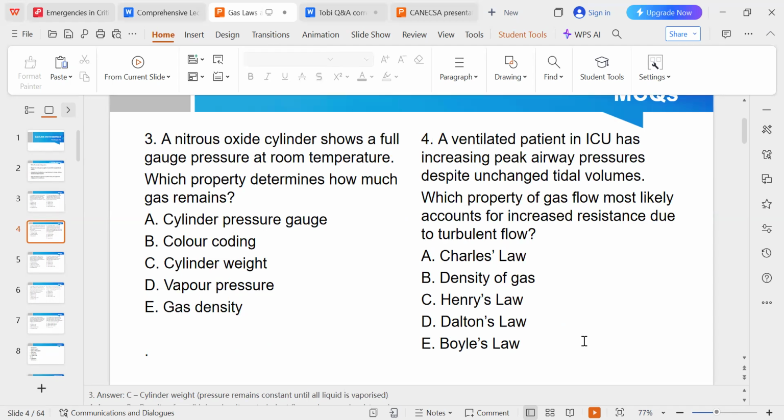Okay. A nitrous oxide cylinder shows a full gauge pressure at room temperature. Which property determines how much gas remains? Cylinder pressure gauge, color coding, cylinder weight, vapor pressure, gas density. C. C. No, C, you have a PhD in physics, eh? That's good.